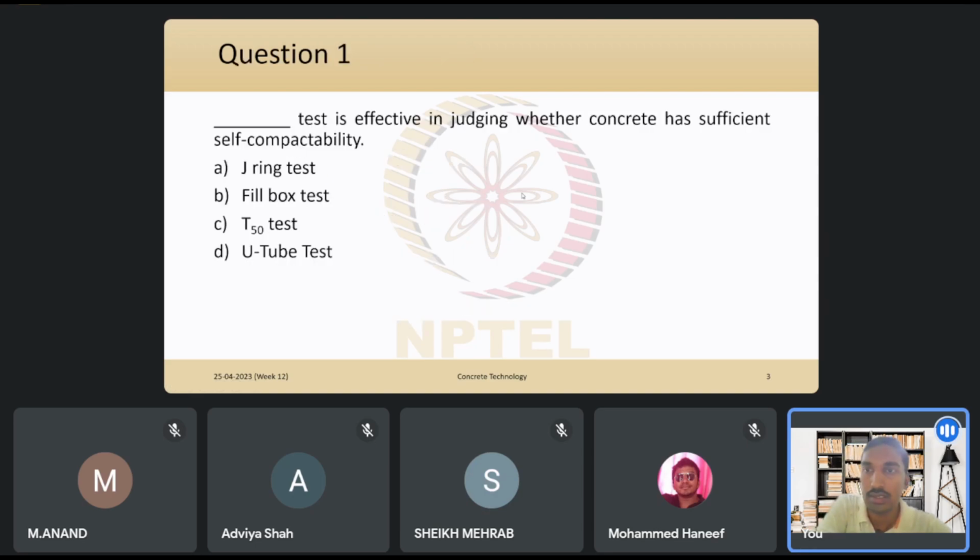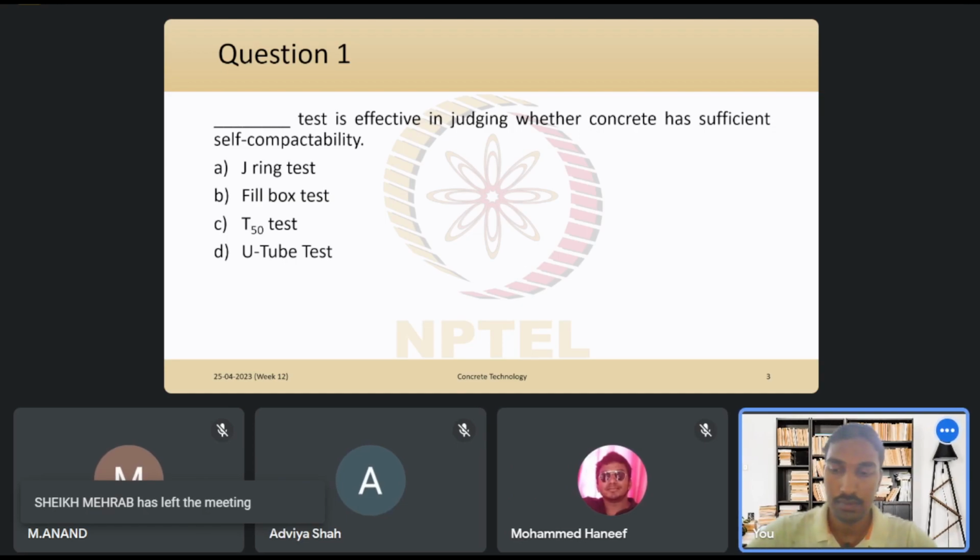The first question is: dash test is effective in judging whether concrete has sufficient self-compactability. We have 4 options. The first one is J-ring test, the second is fill box test, the third is T50 test, and the fourth is U-tube test. I'll create a poll and you can answer in the poll. Okay, I have launched a poll. Once you are ready, you can put your answers in the poll.